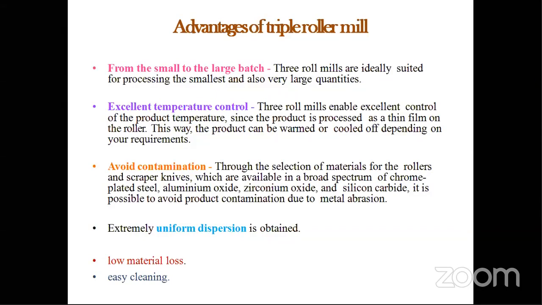Avoid contamination, because the rollers are stainless steel. So any type of metal contamination is avoided with these rollers. Extremely uniform dispersion happens between the products. Low material loss happens, and ease of cleaning is another benefit of this roller, because the roller is removed after the production, cleaned uniformly, and attached again to the instrument.